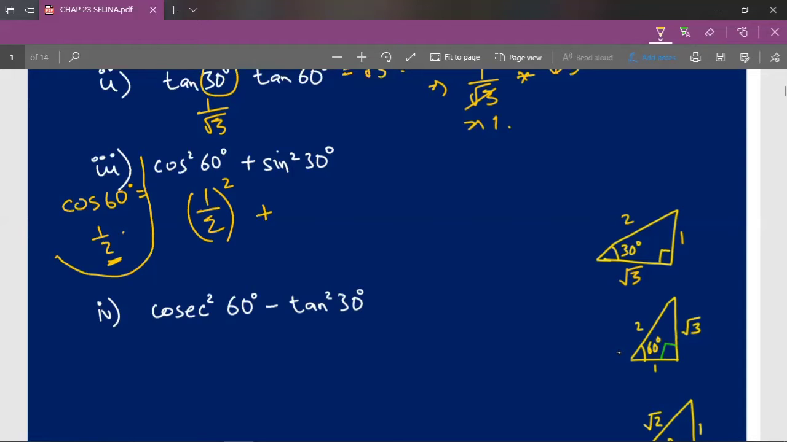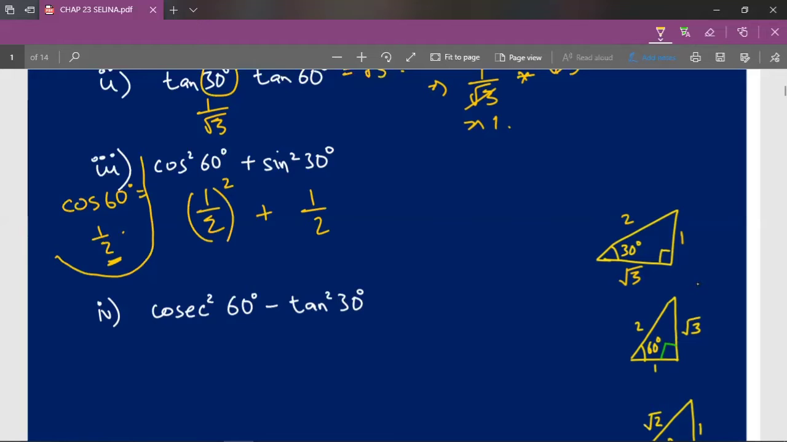Plus sine square 30 degree. Now, as I've said before, by sine square 30 degree, I mean that we first find sine 30 degree. With respect to angle 30 degree, there's a magic triangle assigned to 30 degrees. This is the magic triangle. With respect to angle 30 degree, tell us perpendicular upon hypotenuse, that is 1 upon 2. So the value for sine 30 degree will be 1 upon 2.